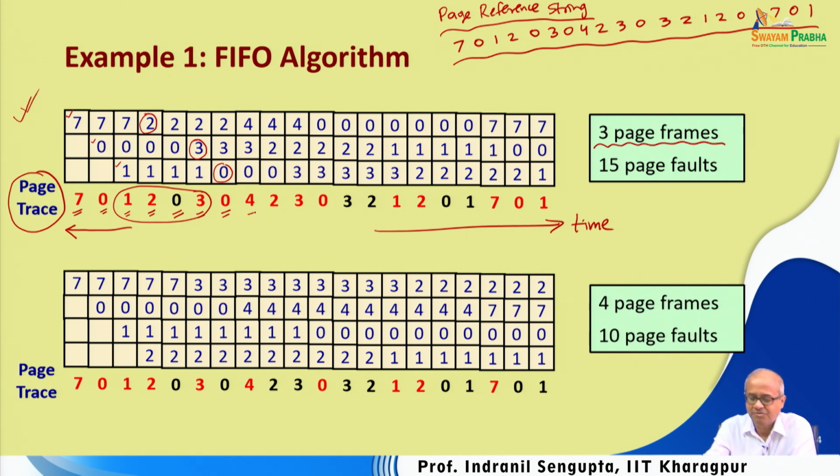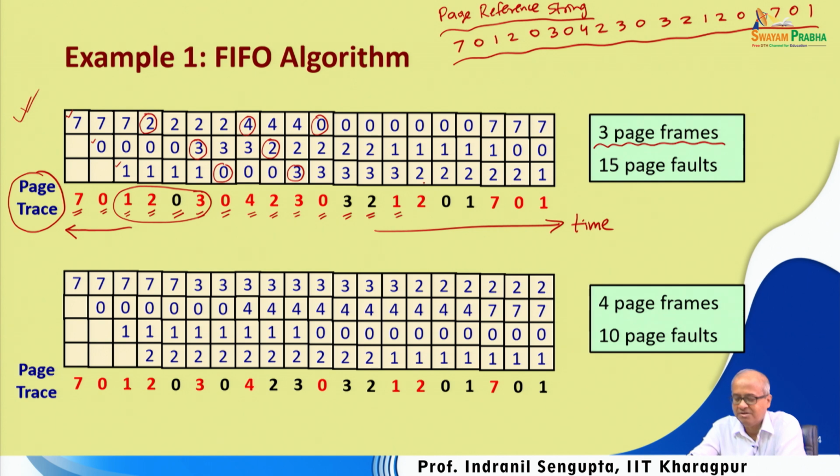Then for 4, I am replacing 2 and bringing in 4. For 2, I am replacing 3 and bringing in 2. All these are FIFO, the oldest pages I am replacing. For 3, I am replacing 0. For 0, I am replacing 4. 3 is already there, so no page fault. 2 is already there, no page fault.